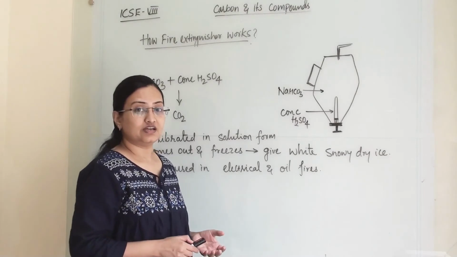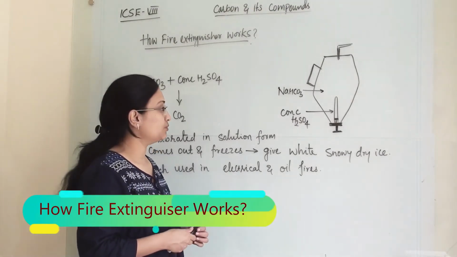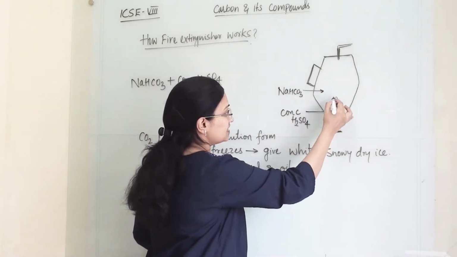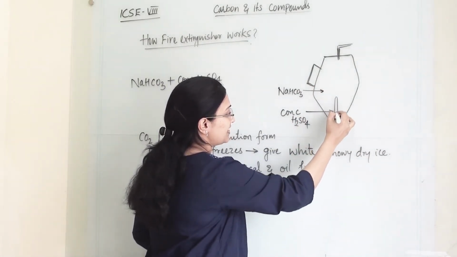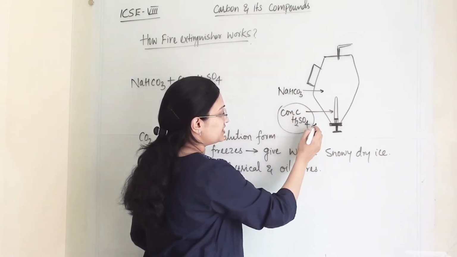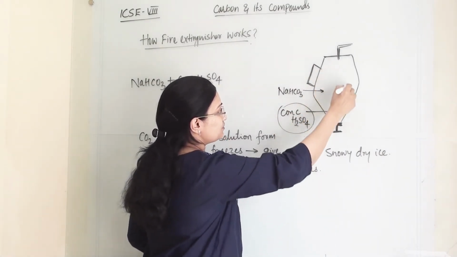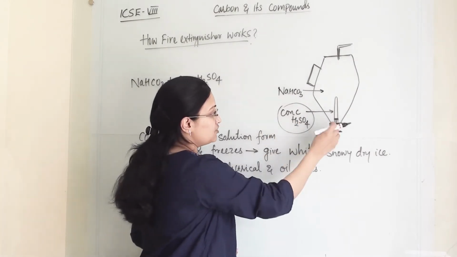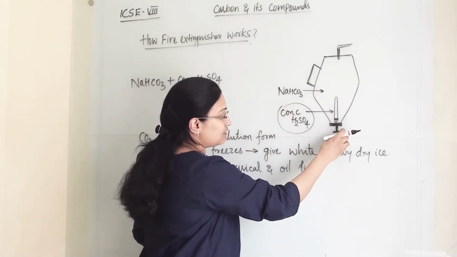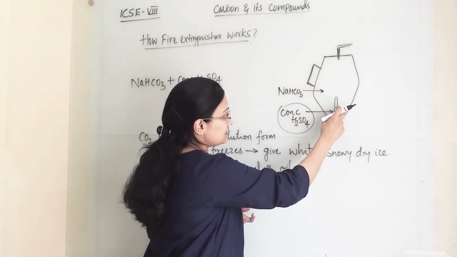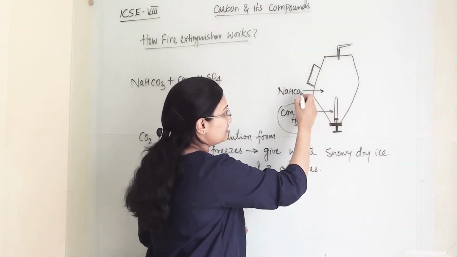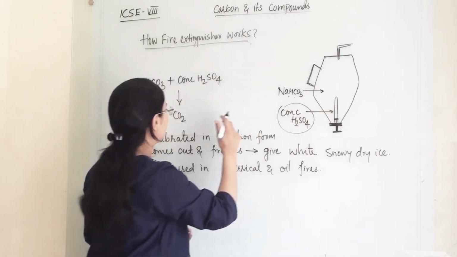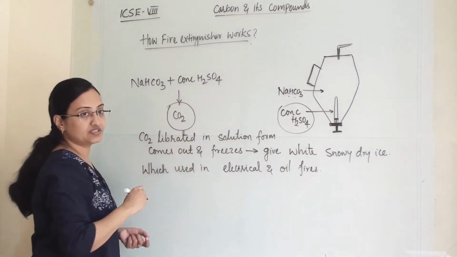Now let us see how a fire extinguisher actually works. This is a fire extinguisher, and in this small test tube we have taken concentrated H2SO4, and in this vessel we have taken sodium hydrogen carbonate, sodium bicarbonate. So when we pull this valve, at that time this concentrated sulfuric acid will mix with sodium bicarbonate, and this reaction will give us carbon dioxide gas.